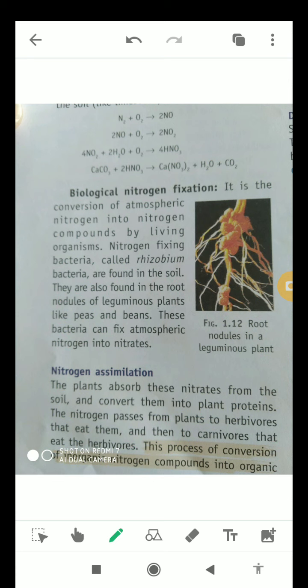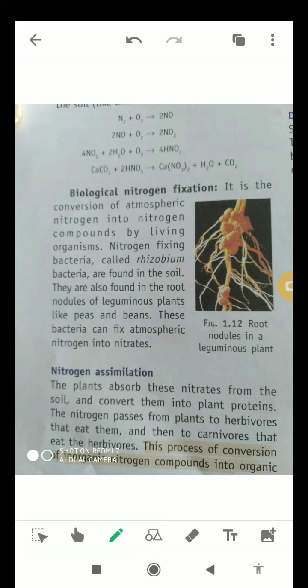The next one is biological nitrogen fixation. It is a fixation of nitrogen in which the atmospheric nitrogen is converted into nitrogen compounds by living organisms. Okay, so in this process, the living organism has a part to play. Nitrogen fixing bacteria like rhizobium are found in the soil. And where are they found? They are found in the root nodules of leguminous plants like peas and beans.